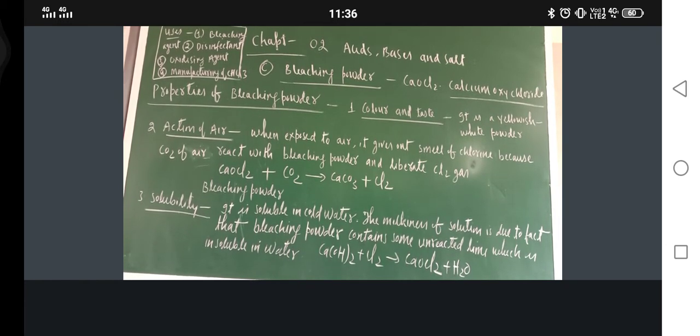Am I correct or not? Yes. Method of preparation of bleaching powder. Yes. Hello. How you will prepare? Now I am not muted. You can speak. Hello. What is the method?